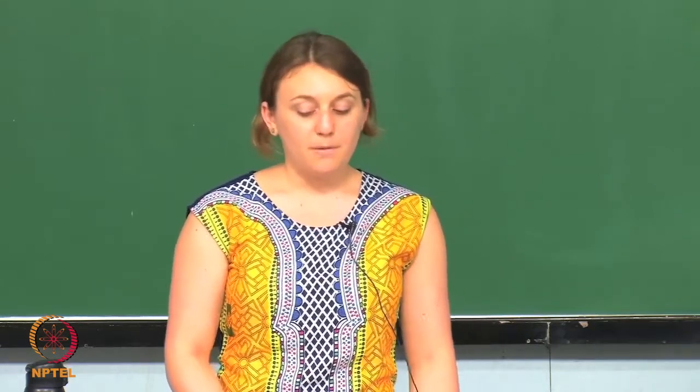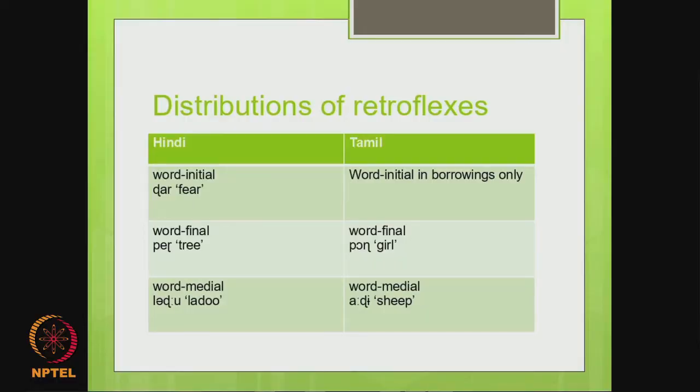So while both Hindi and Tamil have both dentals and retroflex sounds, and they contrast, which means they make a difference in how you say the word, and if you replace one with the other, you would get a different word, where a retroflex can occur in a word differs between Hindi and Tamil. So we take Hindi first. A retroflex can occur pretty much anywhere in a word. It can occur at the beginning of a word, it can occur at the end of a word, and it can also occur in the middle of a word.